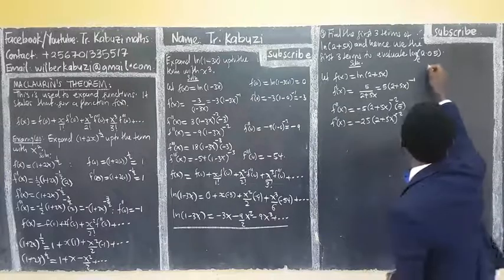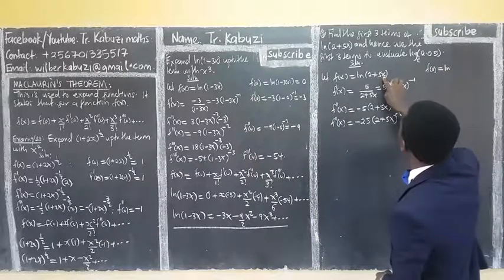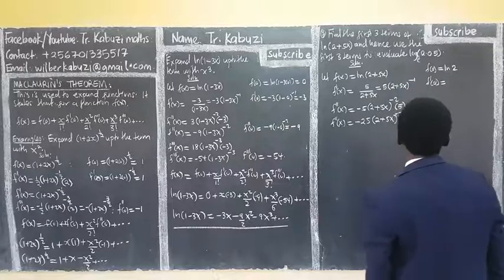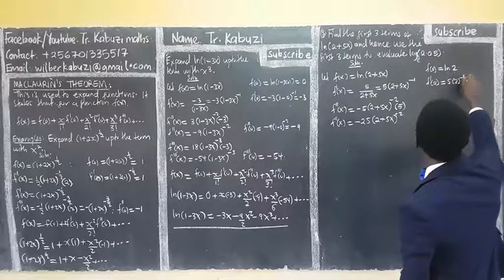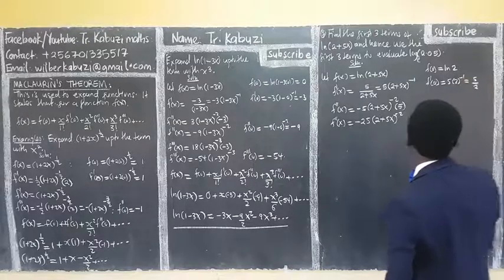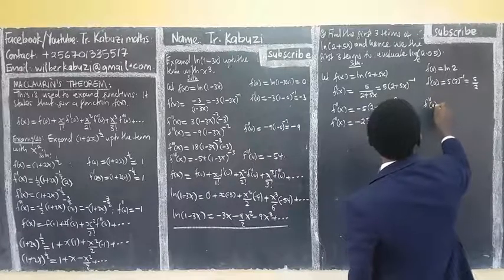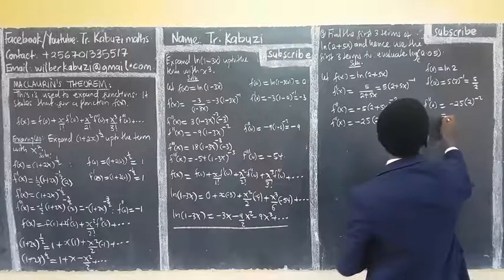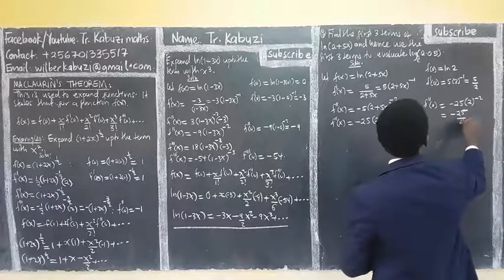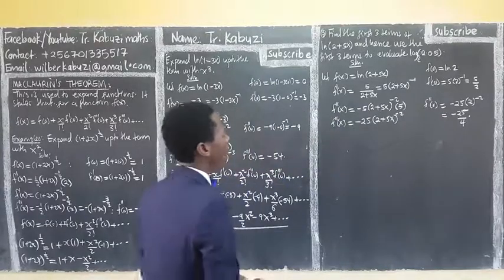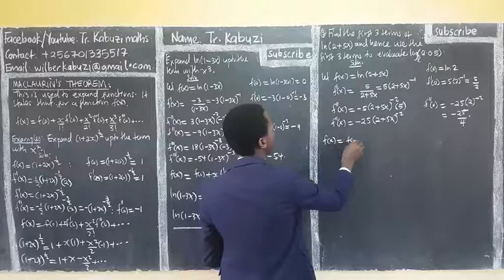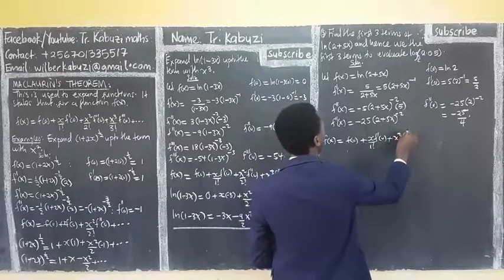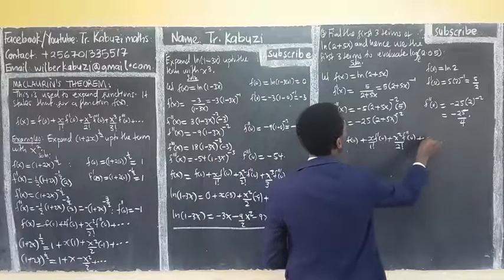Then we evaluate them at 0. My f of 0, when I put 0, I remain with natural log of 2. Then f prime of 0 is 5 into 2 to the power negative 1, which is 5 over 2. And f double prime of 0 is negative 25 into 2 to the power negative 2, which is negative 25 over 4. Now substituting into our formula, f of x is f of 0, plus x f prime of 0 over 1 factorial, plus x squared f double prime of 0 over 2 factorial, plus other terms.